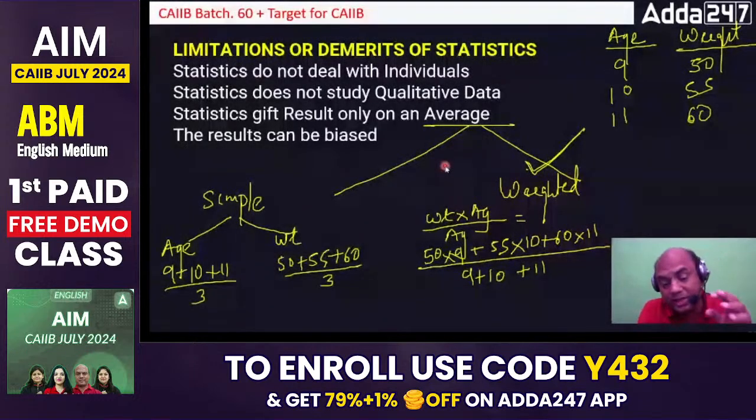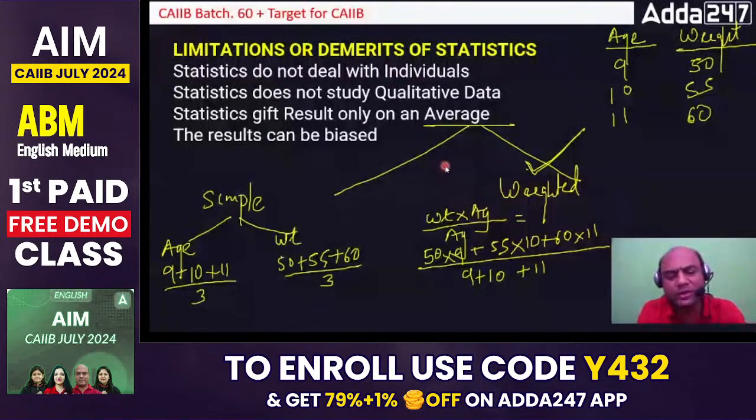Now what do you mean by this average basis? There are two types of averages. One is simple average, second is weighted average. In weighted average also there are two types. Let me see if it's there, then I'll give you. Otherwise, I won't confuse you. So there are two types of averages: one is simple, second is weighted.